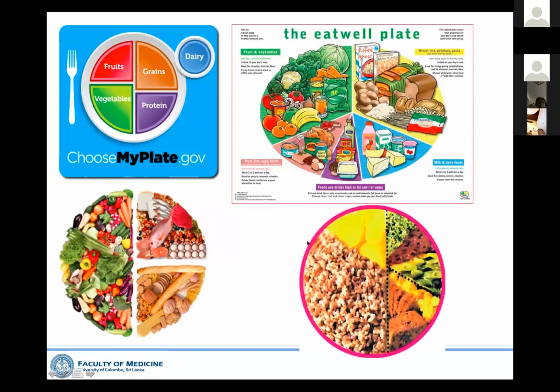This kind of similar method has been discussed in other countries also. The first one from the US, they call the MyPlate concept, but it is not practical for Sri Lanka because we don't add fruits to our meal, and this is not the plate actually. That's like a daily consumption. And the second one, the Eat Well Plate also shows a daily consumption, like a proportion of the food, because we don't eat everything in this plate.